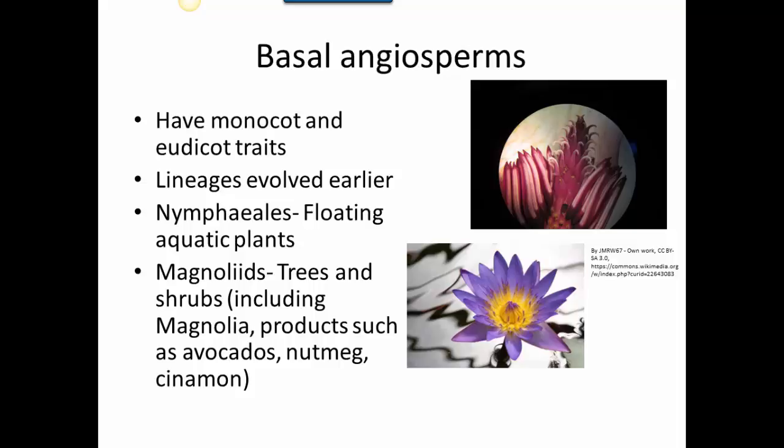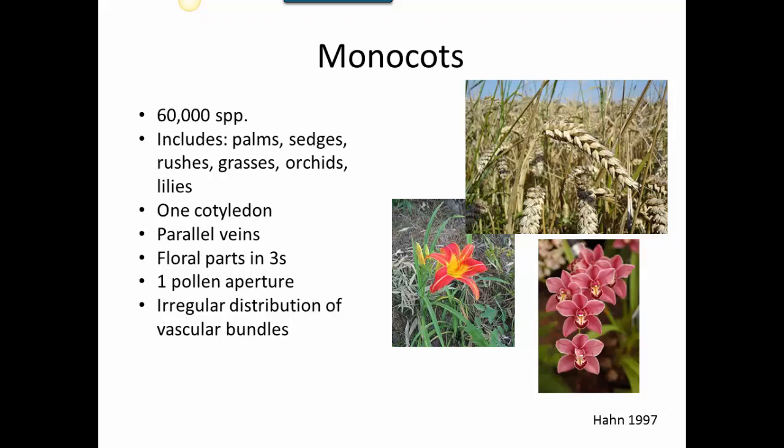Magnoliids include plants like the beautiful flowering magnolia trees, also the trees that generate avocados and nutmeg and cinnamon and white pepper and black pepper. So many angiosperms of economic importance are in that group. Okay, so now let's move on to one of these huge groups of more recently evolved angiosperms, the monocots.